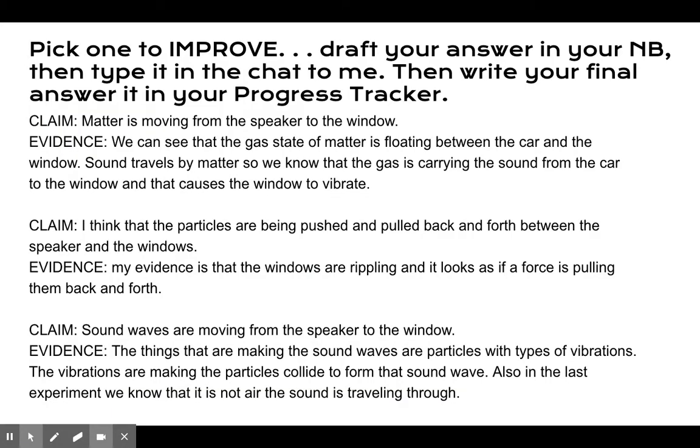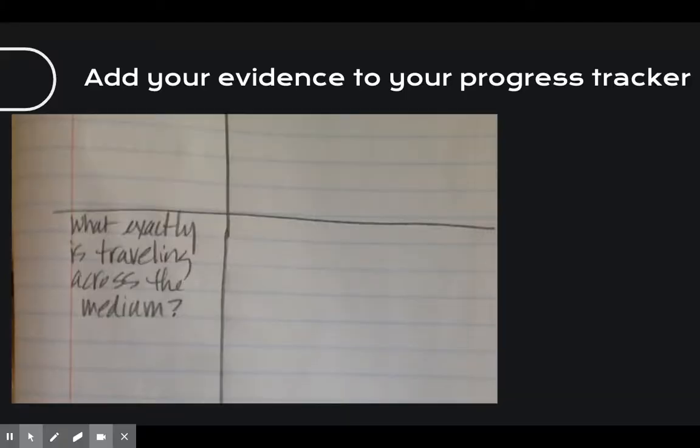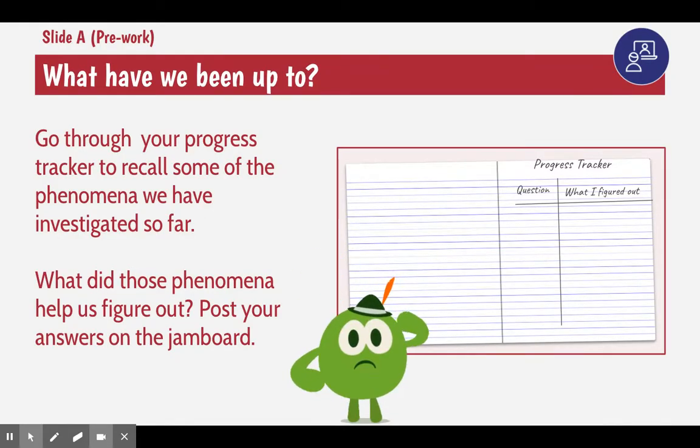Then we take some time to pick one of these to improve. You draft your answer in your notebook, type it in the chat to me, and I give you feedback. So you pick one of these and realize, oh, it didn't talk about energy. It didn't talk about particles. You add the new information to the claim and evidence, and then I give feedback on that. Once you get the feedback, you add the evidence to your progress tracker. Then we share in a Jamboard all the things we've learned about sound by looking at our progress tracker and going through all of that.